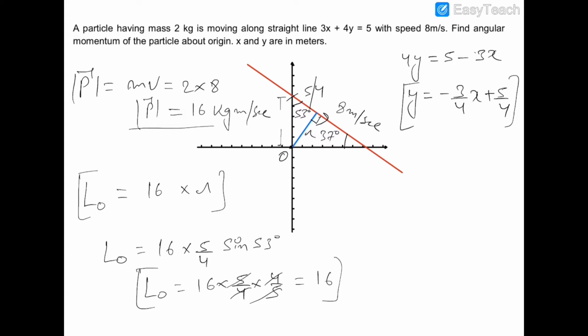If this particle is moving in the downward direction, then this angular momentum would be in the clockwise sense. If we rotate the fingers of our right hand in the clockwise direction, the angular momentum points in the negative z-axis. So in vector form, it would be minus 16 k cap. Now let's move on to the next question.